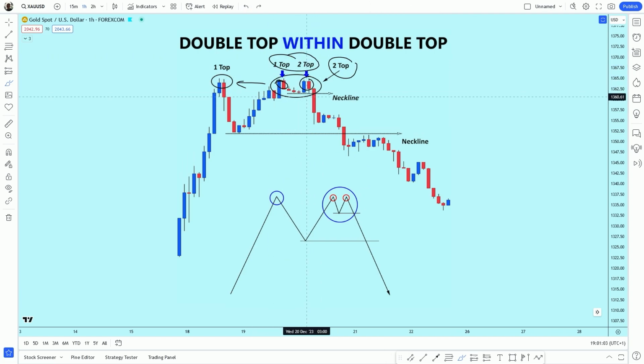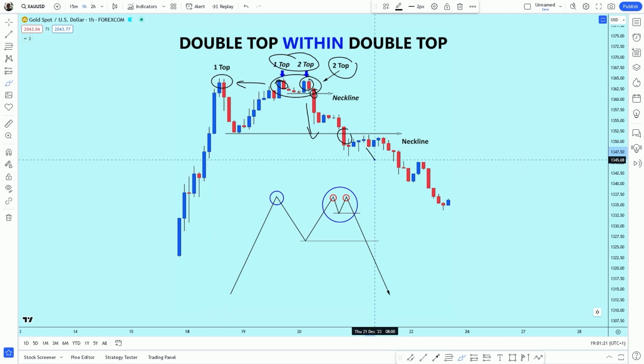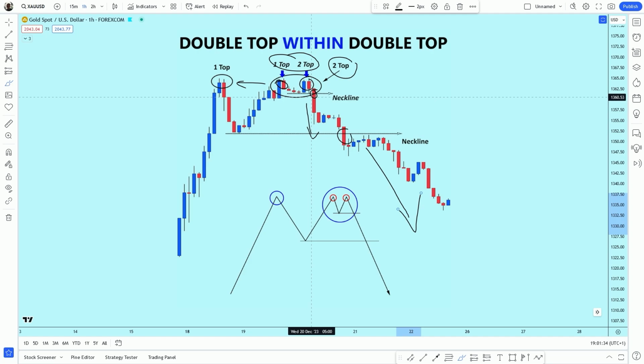We can also see this neckline here that price broke and continued to go down. It went down to break the neckline of this first double top, and again it continued to go down. So what is important is that this double top provided us with a valid sell signal twice. Both this major double top and this minor double top worked very well and provided us with valid sell signals. Don't expect this to happen very often, but I just wanted to show you because it is a very interesting example.